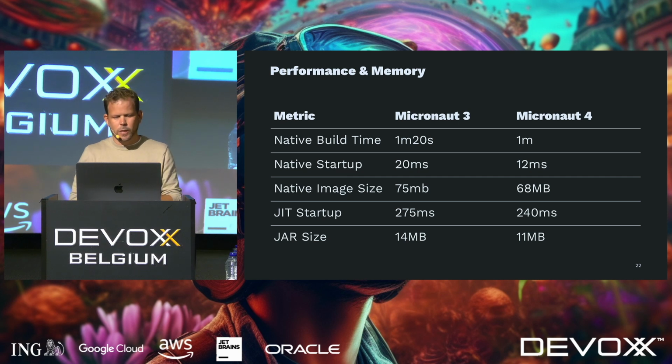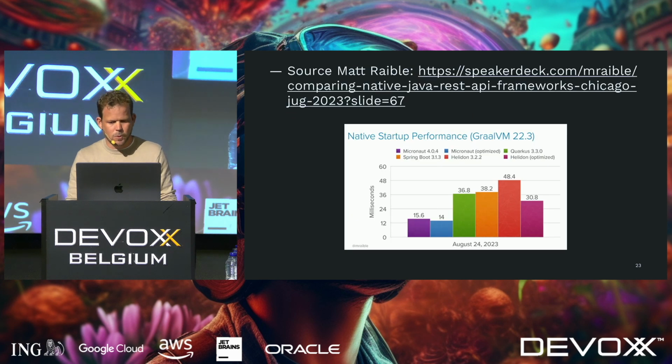For performance and memory, we have significantly improved the situation. So in Micronaut 3, on this machine without quick build flags, a native image takes 1 minute 20 seconds. Micronaut 4 is 1 minute. On Micronaut 3, native startup is 20 milliseconds. On Micronaut 4 it is 12 milliseconds. We reduced the native image size, the JIT startup, the jar file size. Everything is smaller, more efficient, faster, and we've kept optimizing.